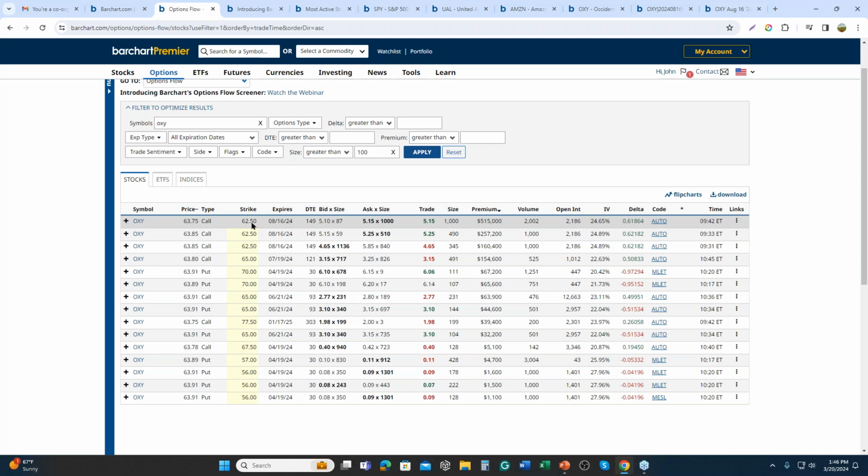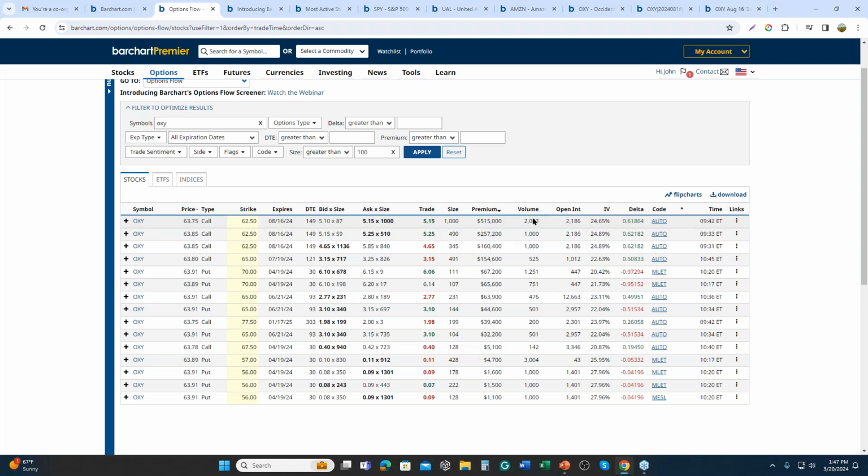Now normally anytime I see a call trade, I'm always thinking covered calls, hedging. But somebody's buying an in the money call. Typically people buy in the money calls to take advantage of the leverage of options, in other words, a smaller capital outlay. But the expiration is into August, and you can see that this was a bullish sentiment trade, 1,000 shares.